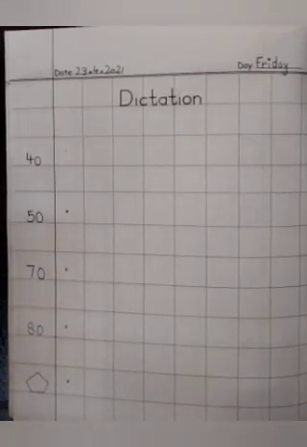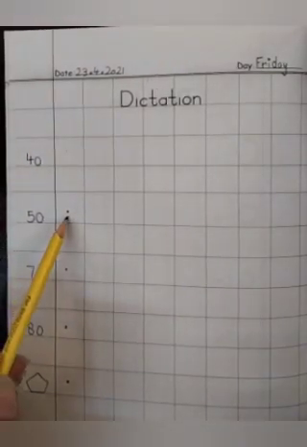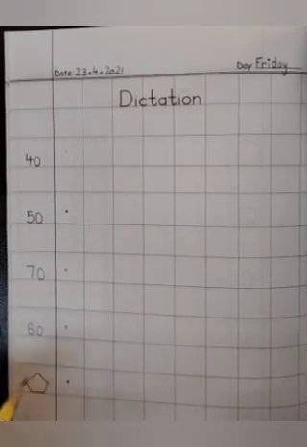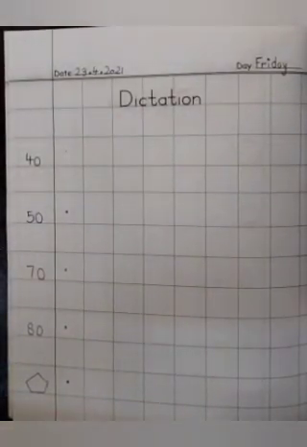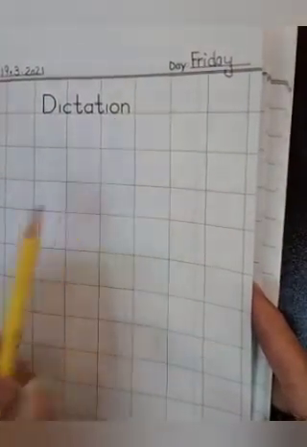Now let's check it again. 40, 50, 70, 80, pentagon. Very good. Now let's open next page and we will do the table of 2. Dear children, this is dictation page. Now after this page you can see there is an empty page. So today we will write down the table of 2 over there.